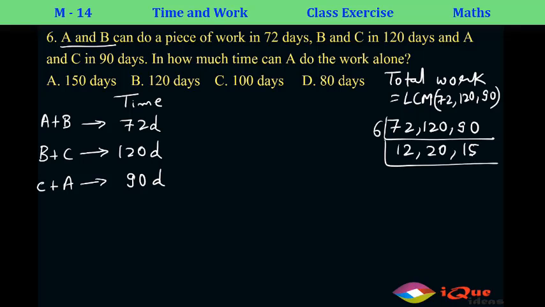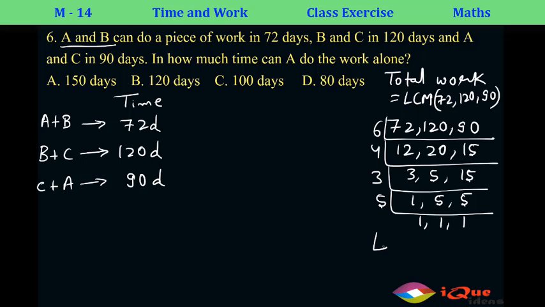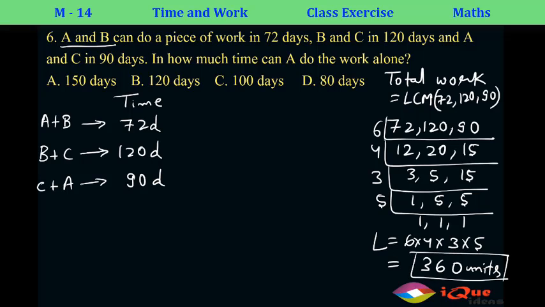Then from 12 and 20 you can take 4 common. So it will give us 3, 5 and 15. Take 3 common. From 3 and 15 it will give us 1. 5 will remain unchanged and 5. Then take 5 common. So it gives you 1, 1, 1 in the end. So LCM will be equal to 6 into 4 into 3 into 5, which is equal to 360. That means the total work can be taken as 360 units. Alright, so total work is 360 units.